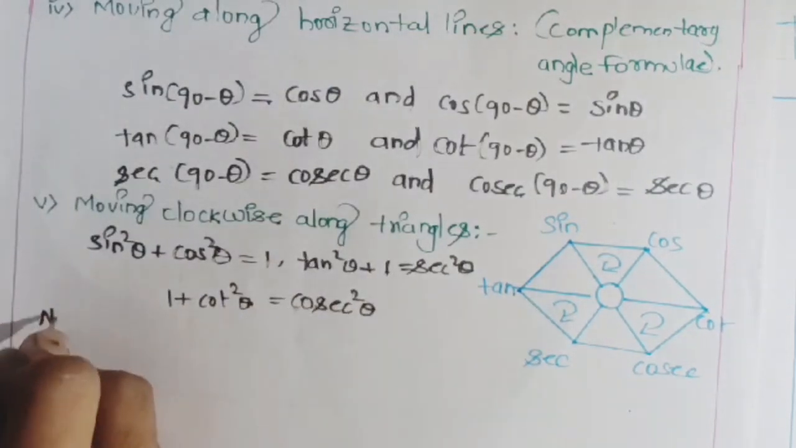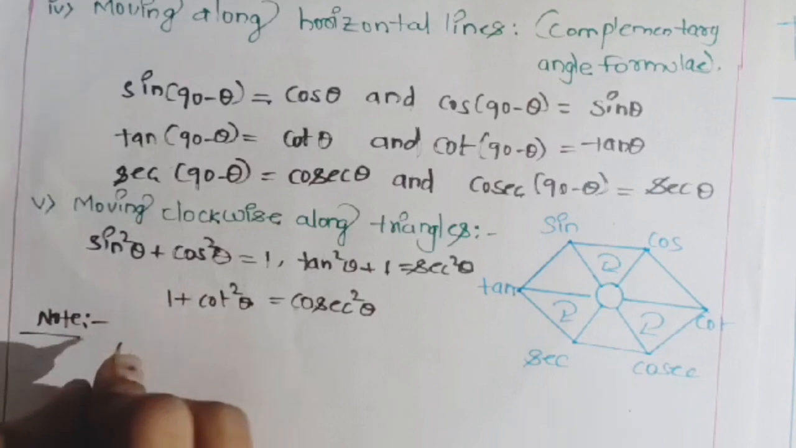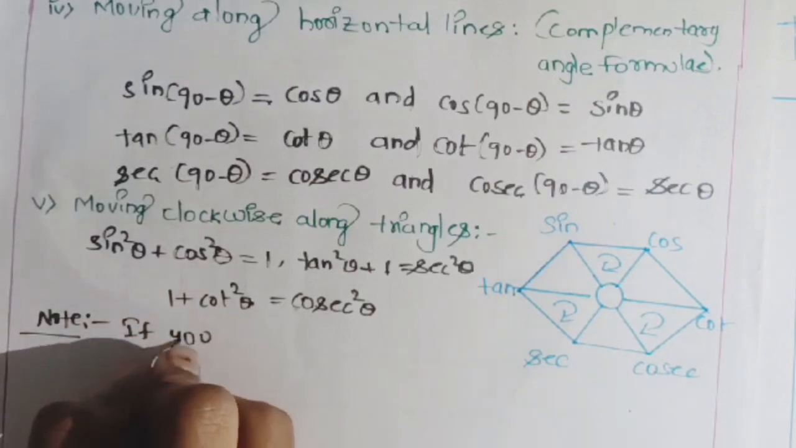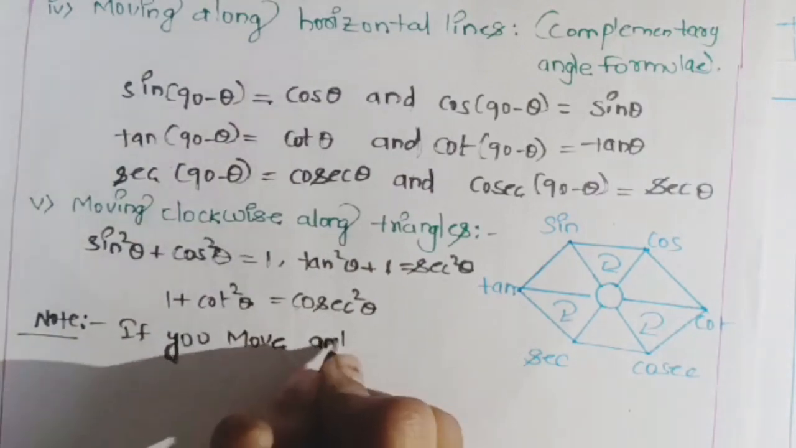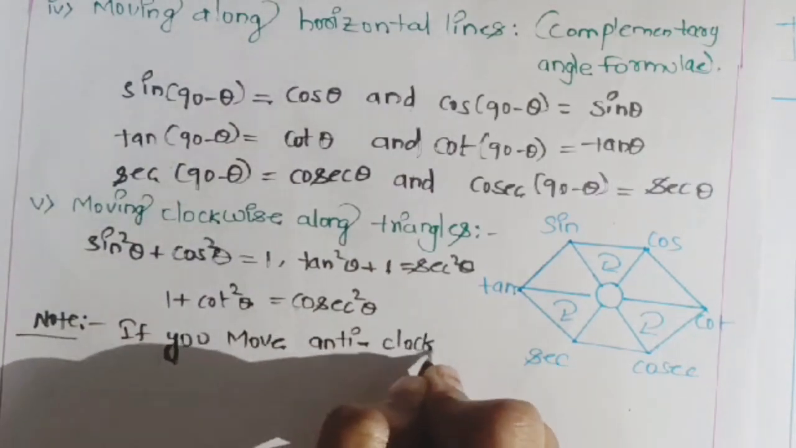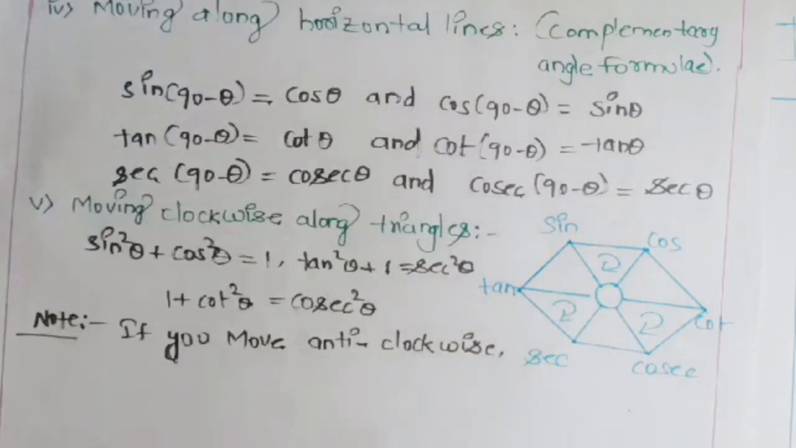Now we have moved in the clockwise direction. If you move anti-clockwise, we do have some other formulas. I'm not writing the new formulas; I'm just giving you what I'm deriving from the hexagon.